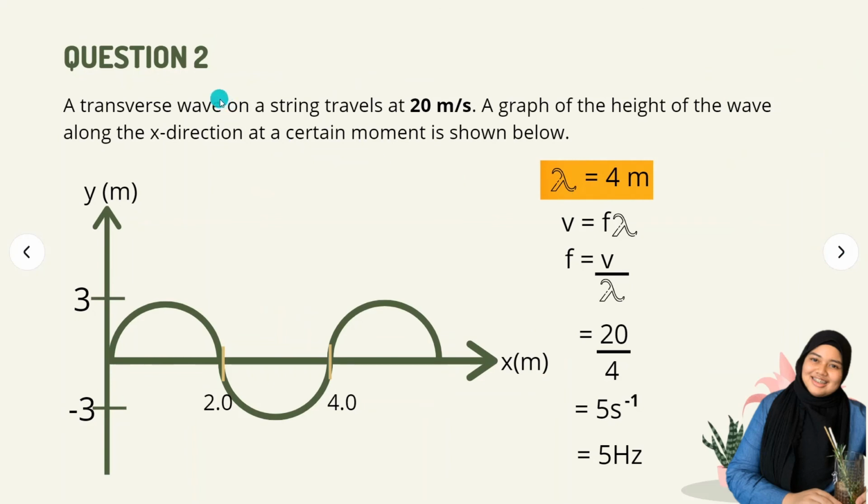Next, question 2. A transverse wave on a string travels at 20 meter per second. A graph of the height of the wave along the x direction at a certain moment is shown below. As we can see here, the wavelength is 4 meter. We will find f using v equals f lambda. f equals v over lambda, 20 over 4, and we get 5 Hz.